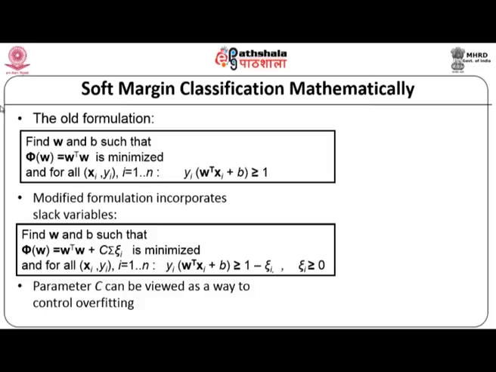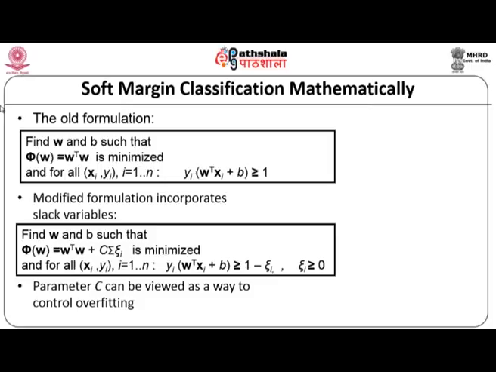So, the parameter C can be viewed as a way to control overfitting. Remember the concept of overfitting that we were speaking about, where whatever model you have exactly fits the data points. If you have a large slack variable, it means that you are modifying the margin to fit exactly into the data available to you, which is overfitting.